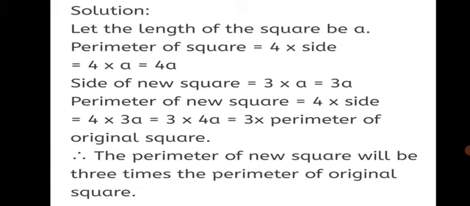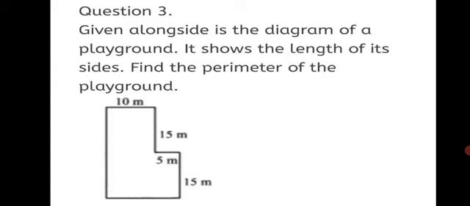So again same thing we have done. We have written the formula for the perimeter of the old square. And then we have written the perimeter of the new square by substituting side as 3 times A, 3A. And then we have substituted 4A as the perimeter of the original square and we got the answer that the perimeter of the new square is 3 times the perimeter of the original square.